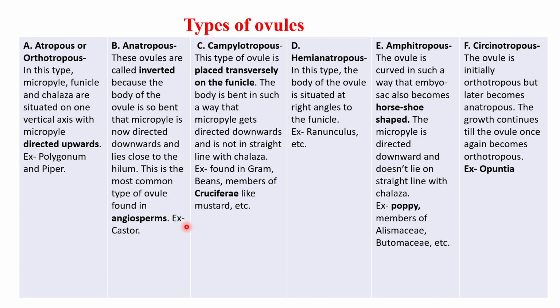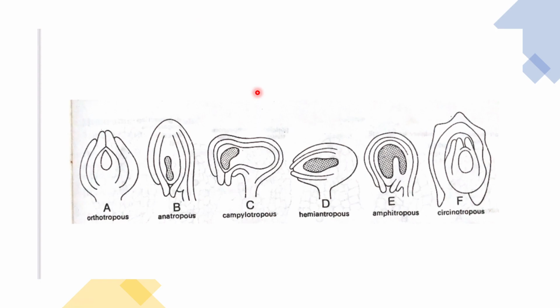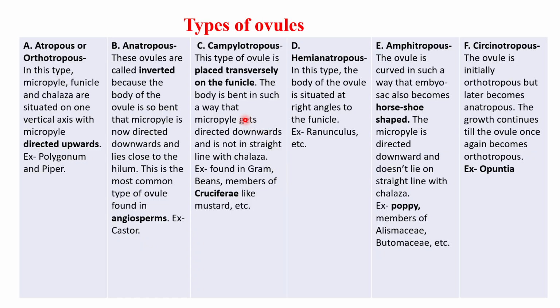The third one is the campylotropous. In this type, the ovule is placed transversely on the funicle. Here we can see how the ovule is placed transversely on the funicle. This is the funicle. The ovule is placed transversely so that the body is bent in such a way that the micropyle gets directed downwards and is not in a straight line with the chalaza. It is found in gram, beans, and members of Cruciferae like mustard, etc.